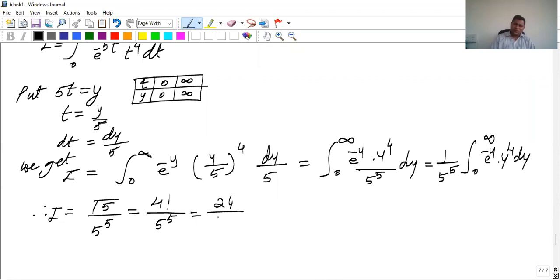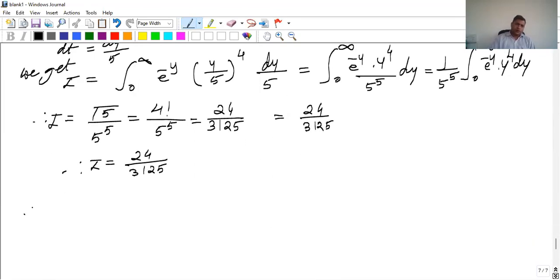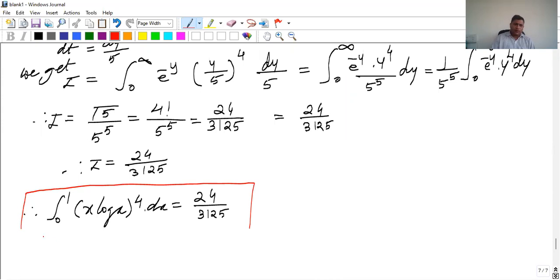Three one two five. It is going to be 3125. So here you got the value I is equal to 24 by 3125. We calculated the integral from 0 to 1 of (x log x)^4 dx, and this is 24 by 3125. As I said, if you can calculate the value of gamma, calculate.